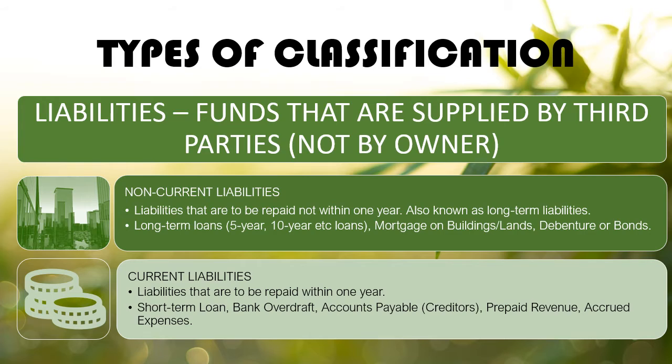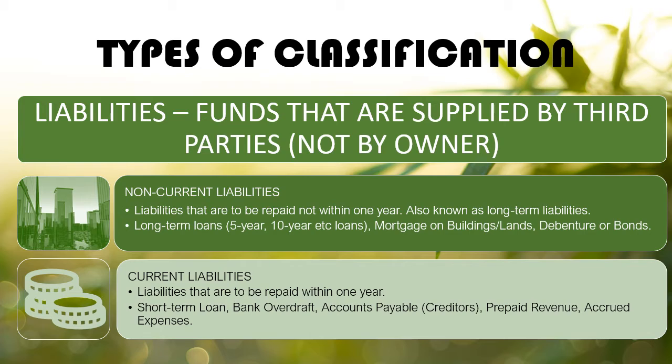The second type of account classification is liabilities. Liabilities are funds supplied by third parties. So basically, when we purchase an asset, let's say we want to purchase a machinery of 10,000 ringgit, katakanlah. So nak beli mesin 10,000 ringgit. So where can I get the money to purchase that machine? Okay, mana saya nak dapat duit nak beli mesin 10,000 ringgit tu?